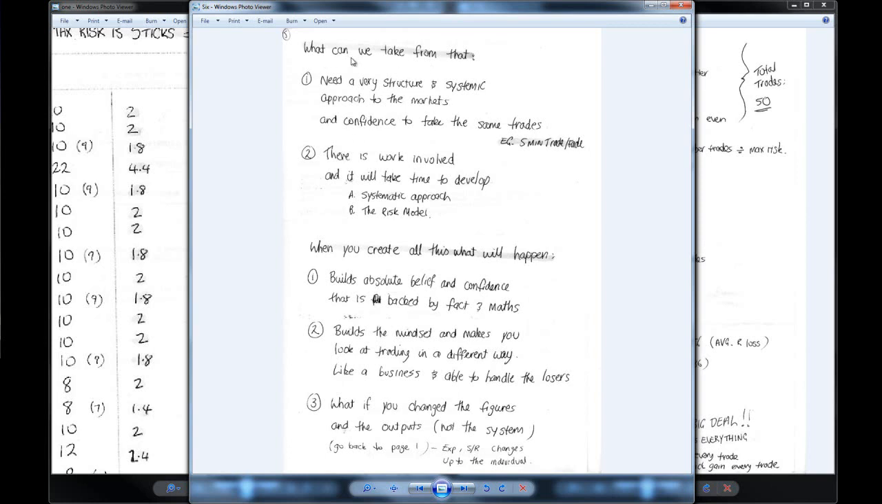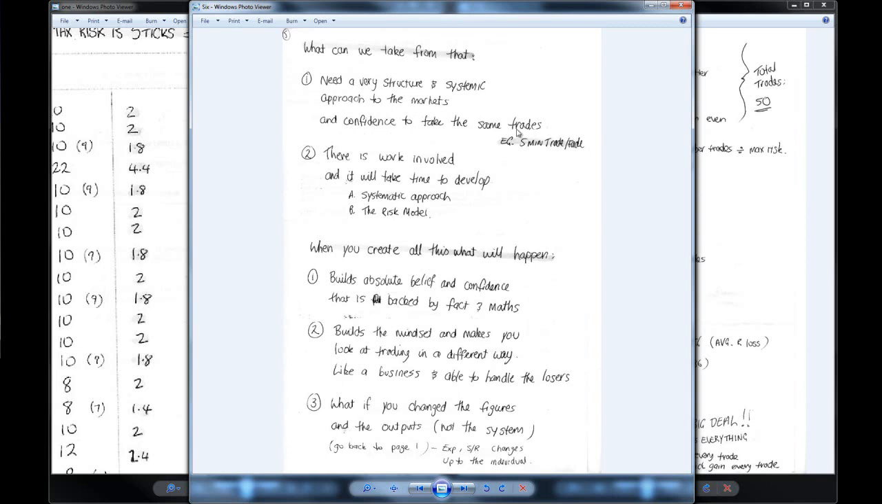A couple of big things. These are the big factors that I take from this. This is what it's all about for me. First of all, I spoke about this right at the top of the session. You need a very structured, systematic approach to these markets, and the confidence to be taking the same trade after trade.